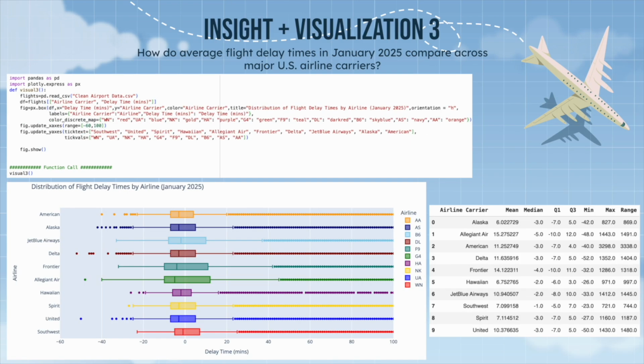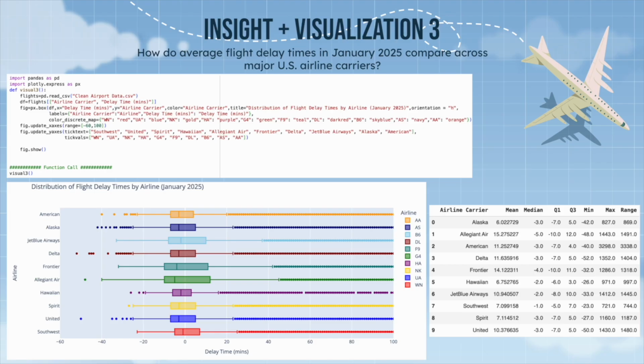Our third insight explored how average flight delay times in Jan 2025 compared across major U.S. airline carriers. For this analysis, we grouped our flight data by airline carrier and created a box plot to show the distribution of delay times. This visualization is particularly useful because it shows not just the average delays, but also the median, quartiles, and outliers for each airline carrier, and we made each box plot a different color so that it's easy to differentiate between the carriers.